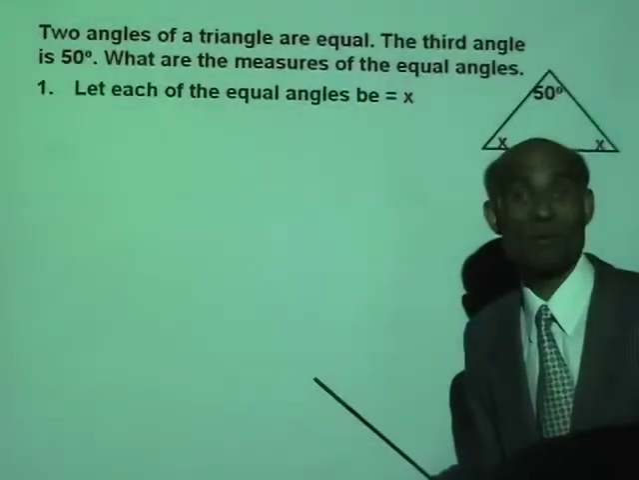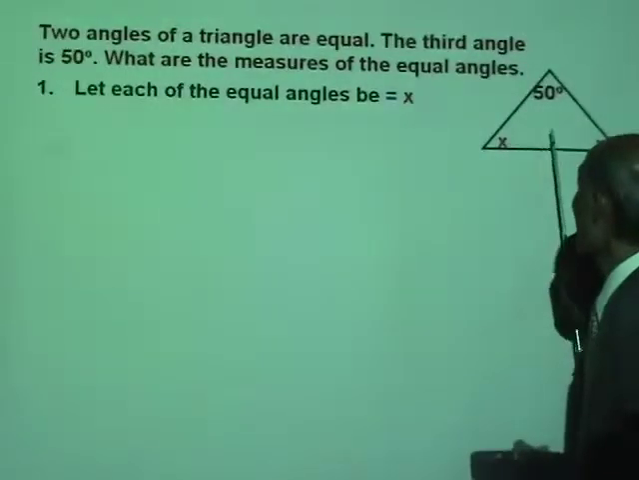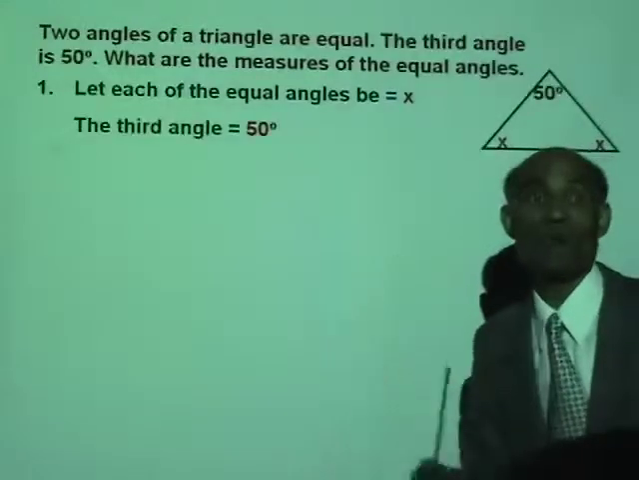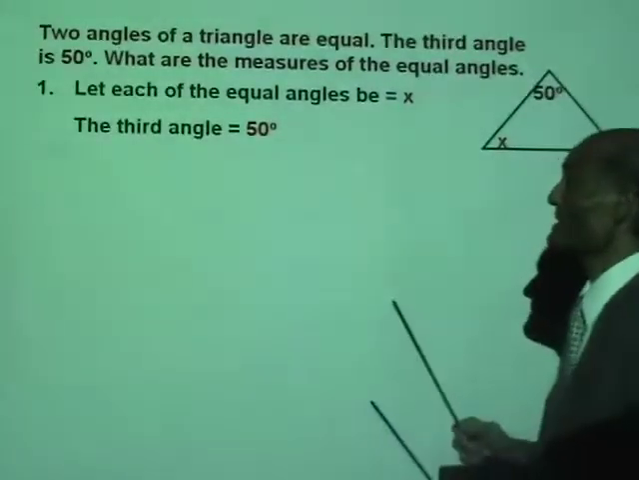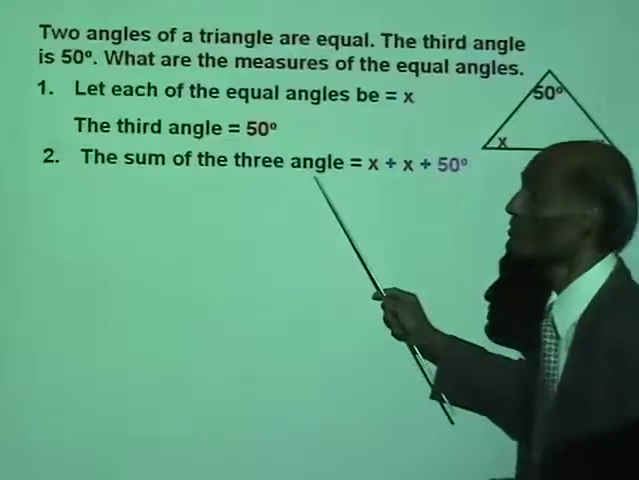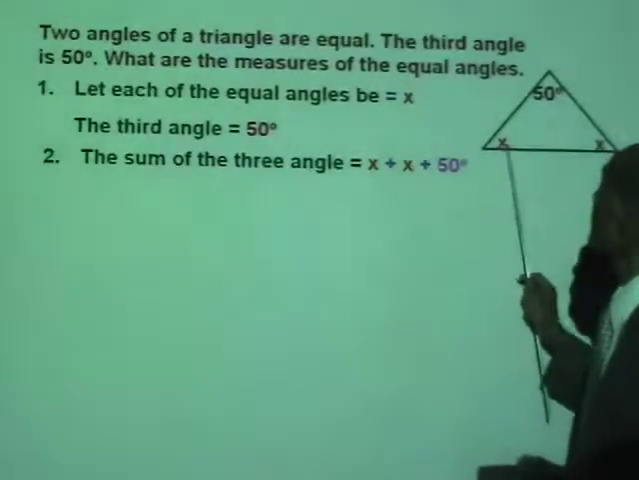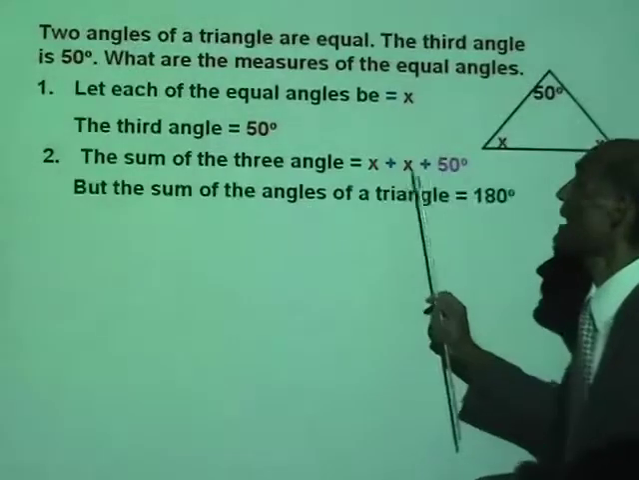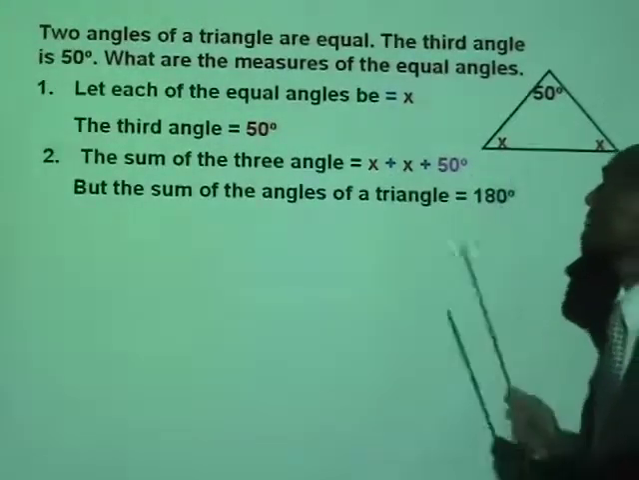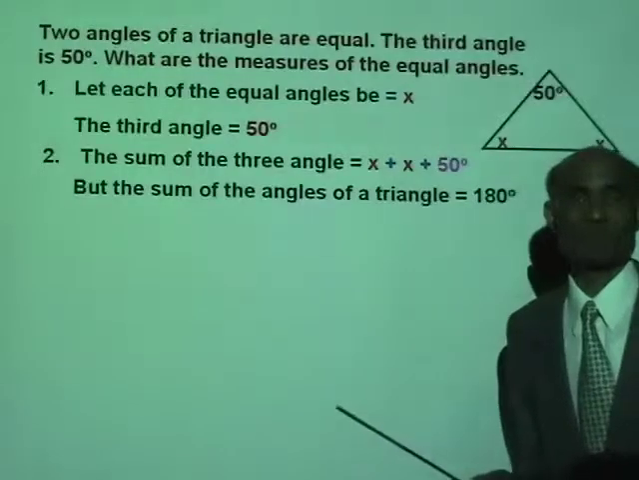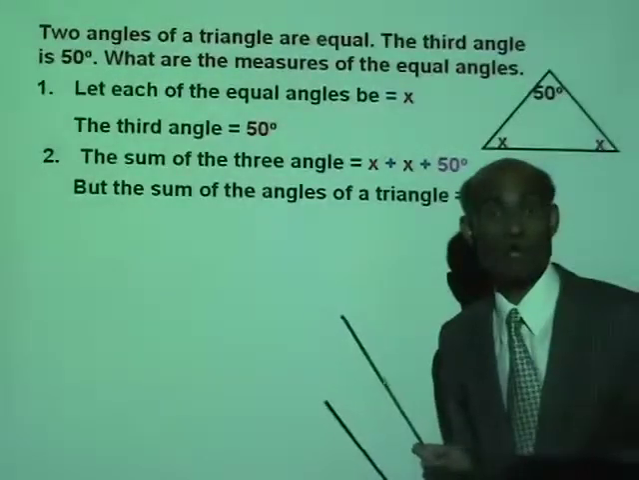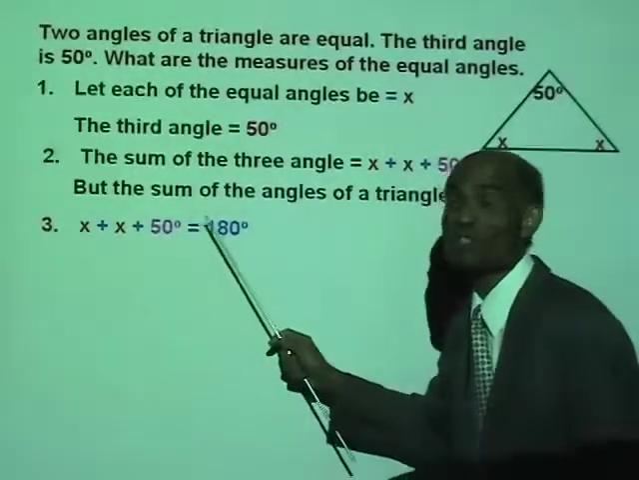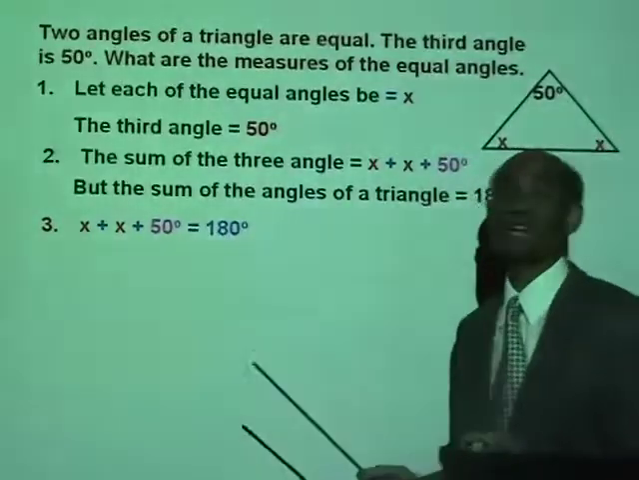Isn't the problem now simple? You see, the sum of the three angles is x plus x plus 50 degrees, and that must be equal to 180 degrees. And let's now set up our equation. x plus x plus 50 degrees equal to 180 degrees.